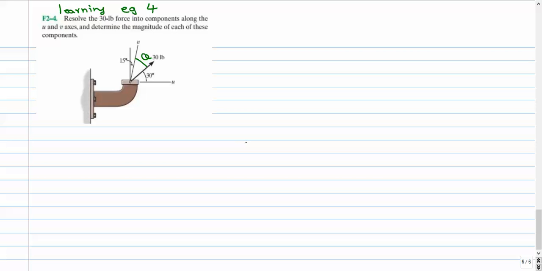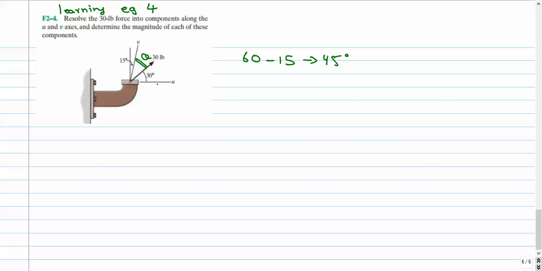So basically this time they have given us two axes which are not perpendicular to each other, and they want us to find the components of the 30 pound force in the direction of these axes. So first of all, let's find this angle between the v-axis and the 30 pound force right here. So this angle is going to be 60 degrees minus 15 degrees, which is 45 degrees, right?